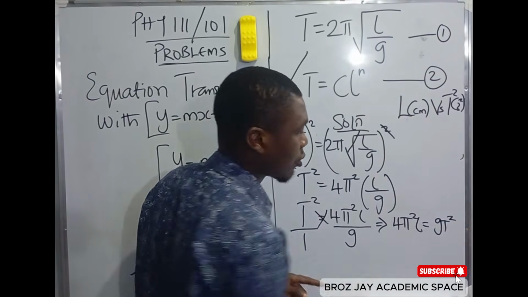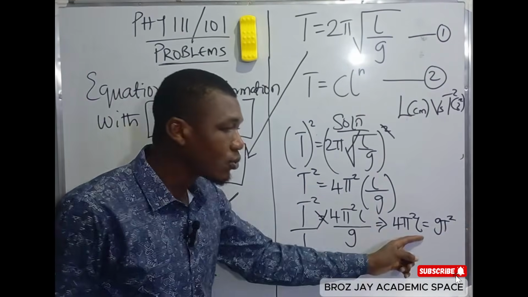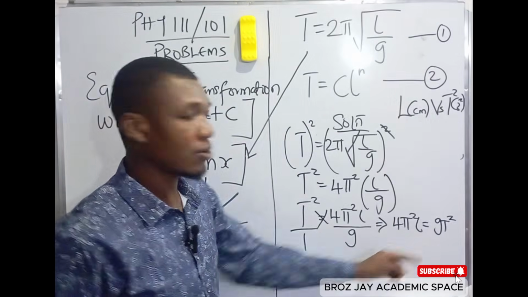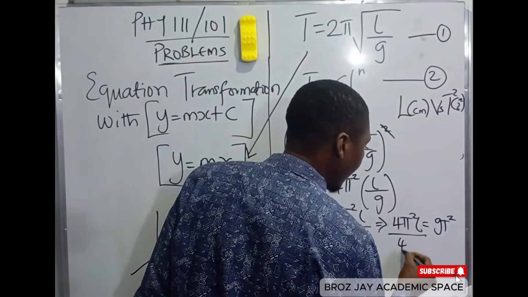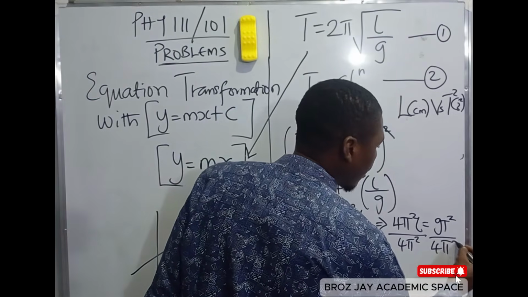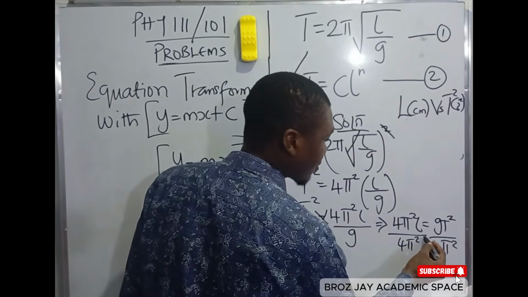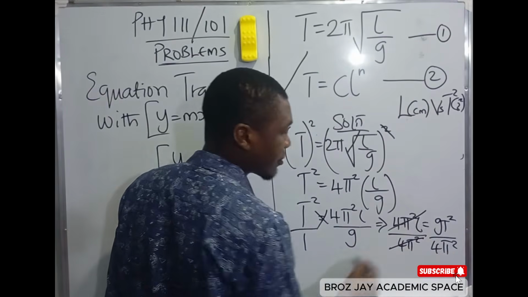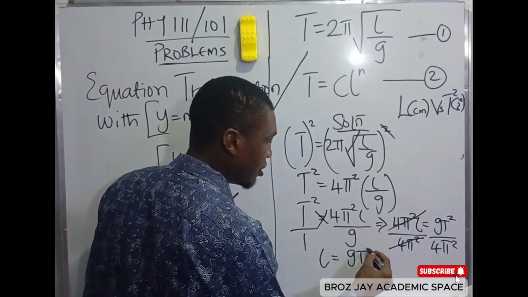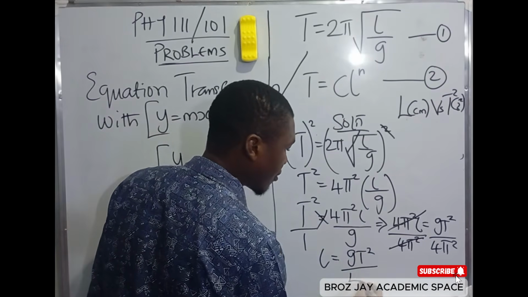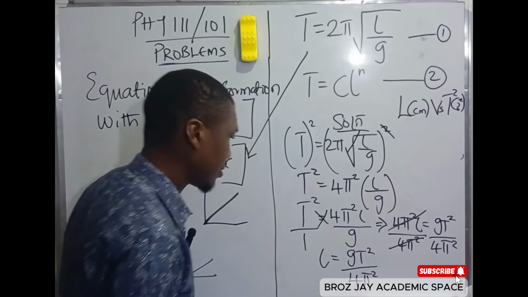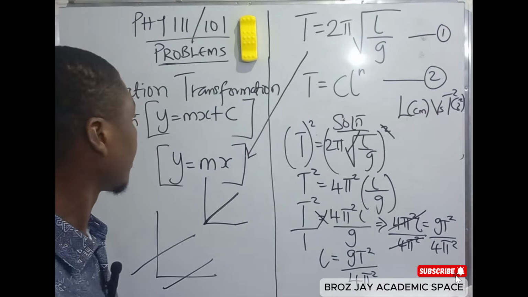g T squared. So how do we make the quantity L stand alone? We divide both sides by 4 pi squared. If I divide both sides by 4 pi squared, I'll cancel this. Then my L is equal to g T squared all over 4 pi squared. Yes, that's correct.